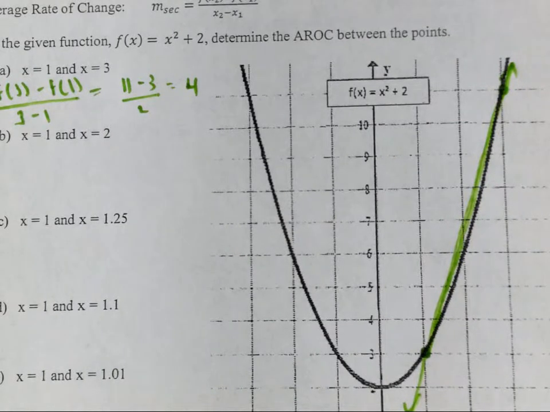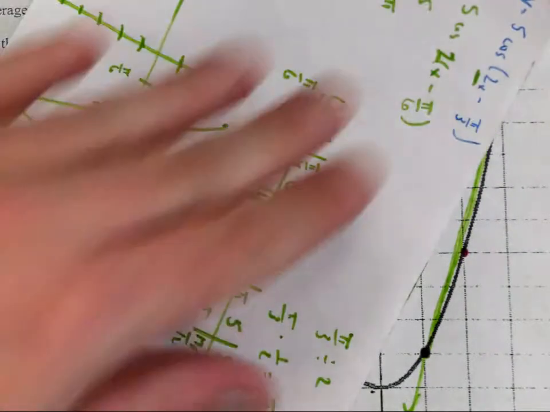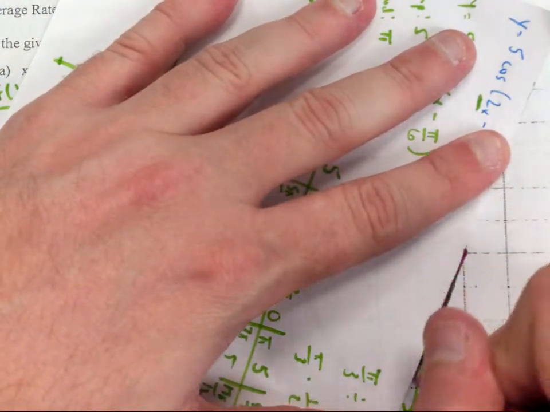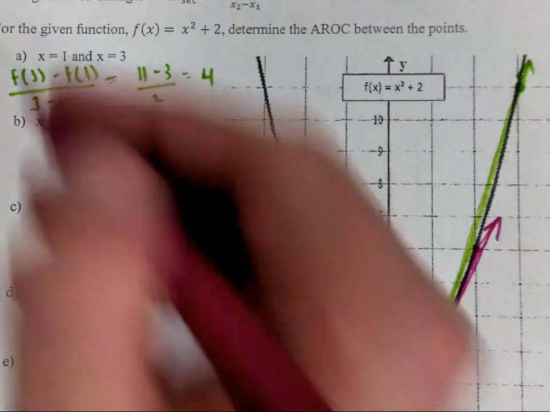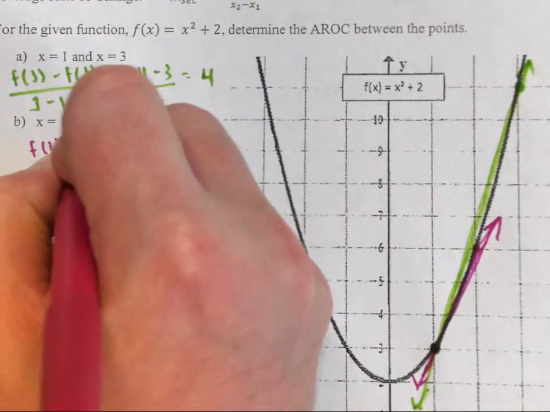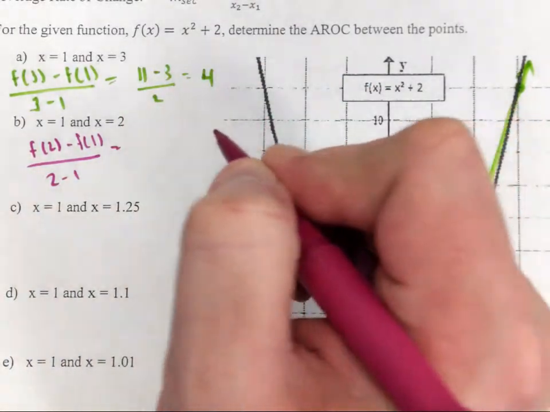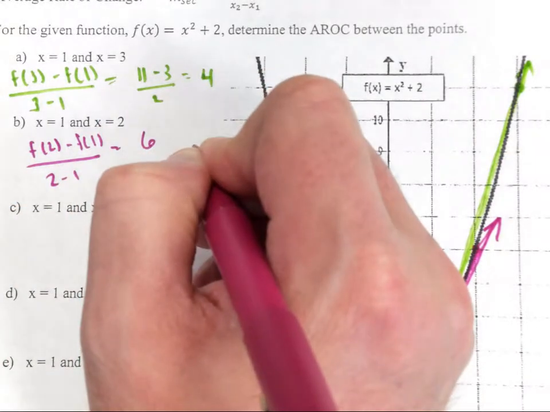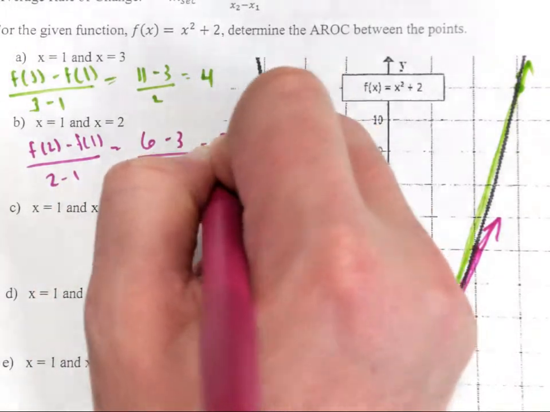This is just reviewing average rate of change. This is not the meat of our lesson. It's getting there. B, I want to find the average rate of change between 1 and 2. So F of 2 minus F of 1 over 2 minus 1. I plug 2 in. 2 squared is 4. 4 plus 2 is 6. Plug 1 in. 1 squared is 1, plus 2 is 3.